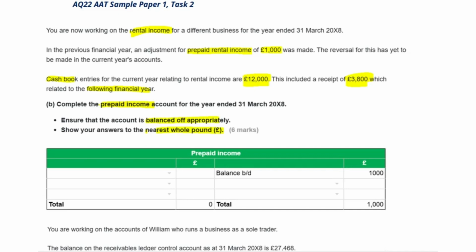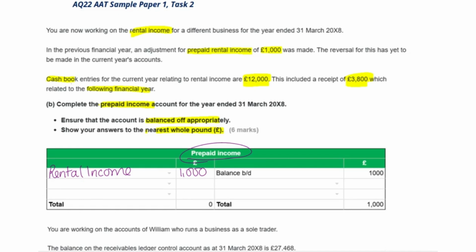Now be very careful here and make sure you really understand what account it is you're working in, as we're working in the prepaid income account, not the rental income account. So let's have a look at what we were told. So last year there was an adjustment for prepaid rental income. So what would have happened is we would have debited the income because it didn't belong to that year, and we would have credited the prepaid income account. So we now need to do the opposite. So we need to debit the prepaid income account, and we would credit the rental income account because it's now in the right year, of 1,000.